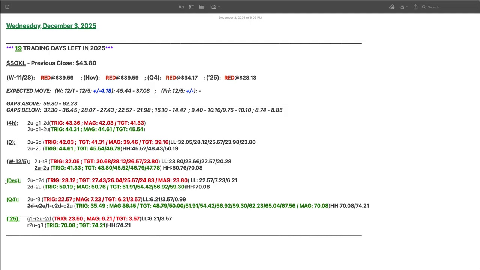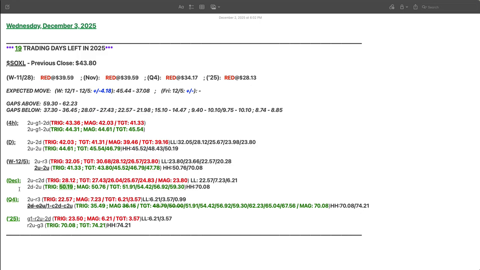From the month perspective, the month is green. We are still inside month, right? So we haven't triggered the 2 up or the 2 down. Got to get down all the way to 28.12 to trigger the 2 down. So don't see that happening tomorrow or the next day. We do got to get to 50.19 to go 2 up on the month.